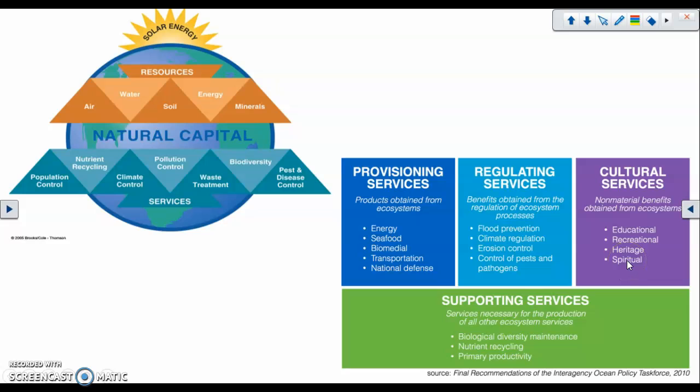What's the purpose of hiking? What's the purpose of viewing photos of natural landscapes? Those can be deemed cultural services. But again, the most important thing here is supporting services, and we're going to talk about supporting services in more detail in the next PowerPoint slides.